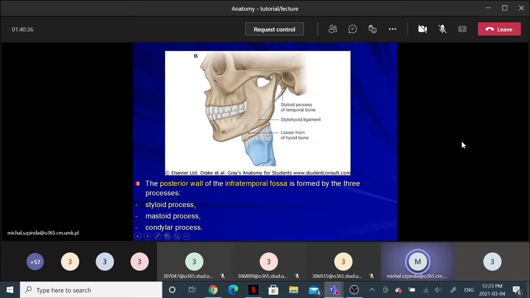Can you see? The head of mandible is anteverted, like the femoral head and neck are anteverted as well. The humeral head is anteverted, and the mandibular head is anteverted as well. The angle of its anteversion is some 30 degrees.